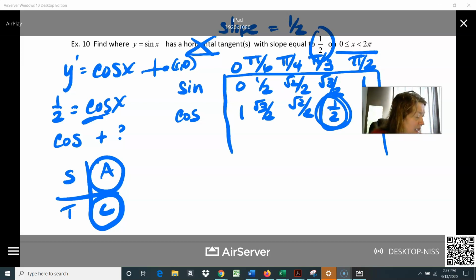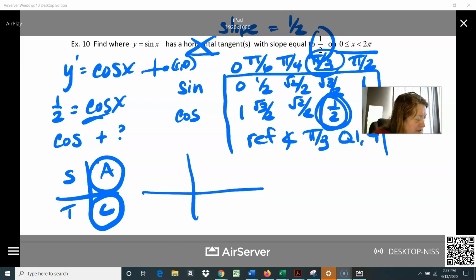Okay, so that means that my angle that goes with it is pi over 3. That means that I'm looking for a reference angle of pi over 3 in quadrants 1 and 4. So back to my picture, here's a quadrant 1. This angle right here is pi over 3. This angle right here is pi over 3. But if I just said pi over 3 twice, you wouldn't get the answer in fourth quadrant. So first quadrant answer is pi over 3.